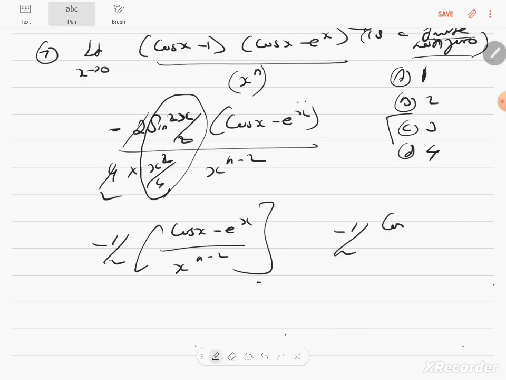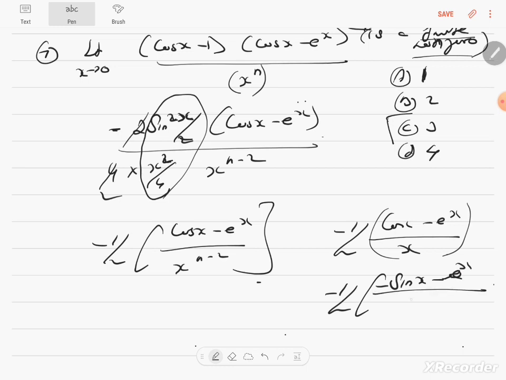Minus 1 by 2 into cos x minus e to the power x by, when you put n is equal to 3, it will become x. And the advantage is you can now differentiate the numerator separately, L'Hopital rule. Differentiating numerators: minus sin x minus e to the power x by denominator is 1.